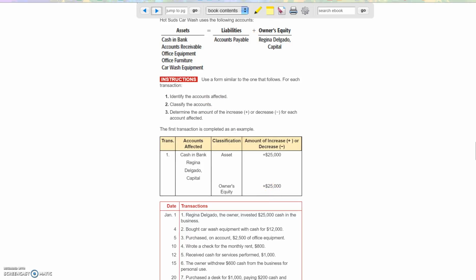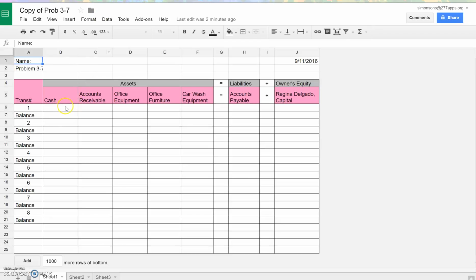So how you'd put that into Excel would look like this. Obviously you can put your name up here. You don't really have to because I believe Classroom will have put your name up here. So we're going to have $25,000 for cash. And then Regina Delgado has $25,000 cash. So here's our equation. Assets equals liabilities plus owner's equity. The left side is going up $25,000. The right side is going up $25,000.